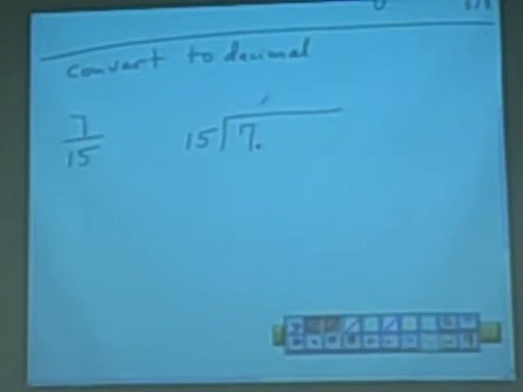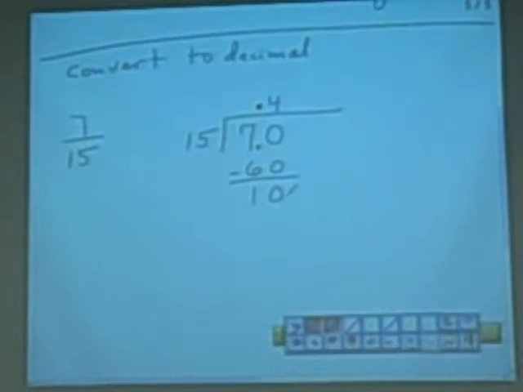Okay, so our decimal point goes above, right? And since 15 doesn't divide into 7, we put a 0 after the decimal point. So we can say that 15 can divide into 70 how many times? Approximately. Four, right? Because 4 times 15, that's going to be 60. So we see that we subtract, right, and we get 10.